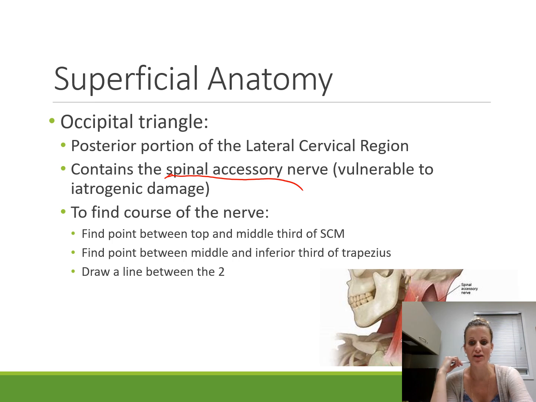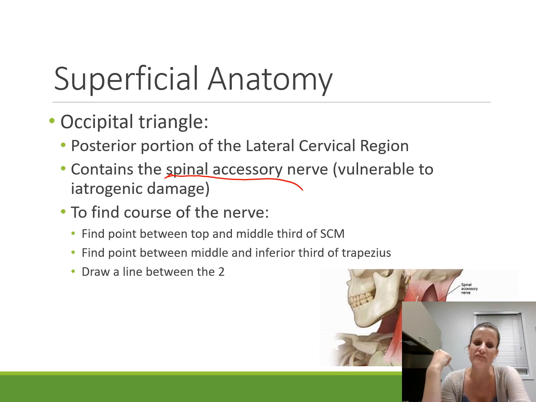So in this area, you have to be really careful because the spinal accessory nerve happens to be a really common site of iatrogenic damage. This is damage that's caused by some sort of a medical procedure that's happening. So the spinal accessory nerve can be damaged pretty frequently as it passes through the occipital triangle. So you always want to be aware of the course that the nerve is taking as it traverses through.